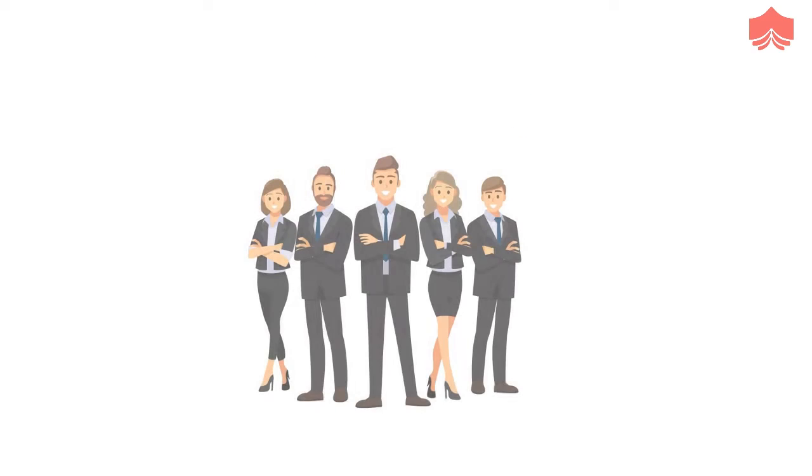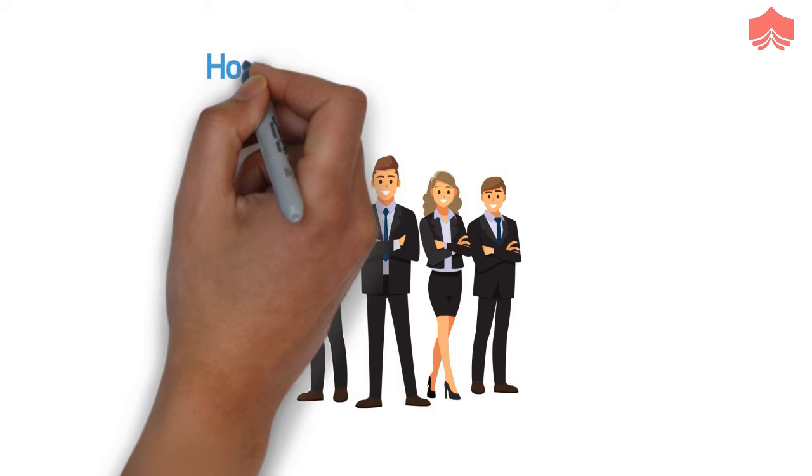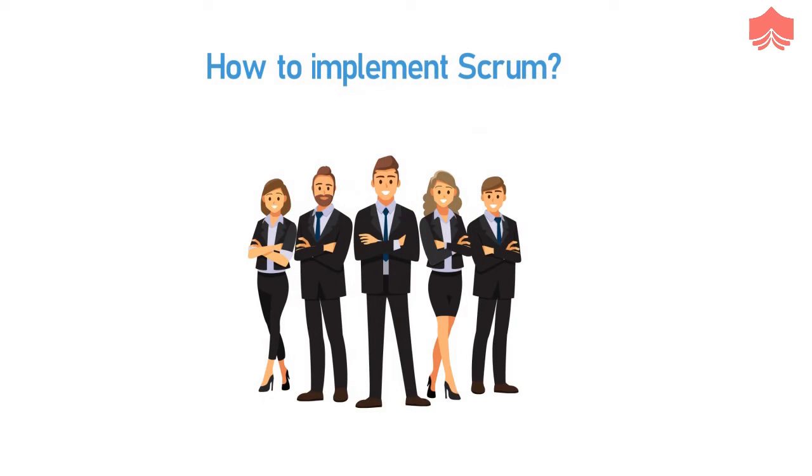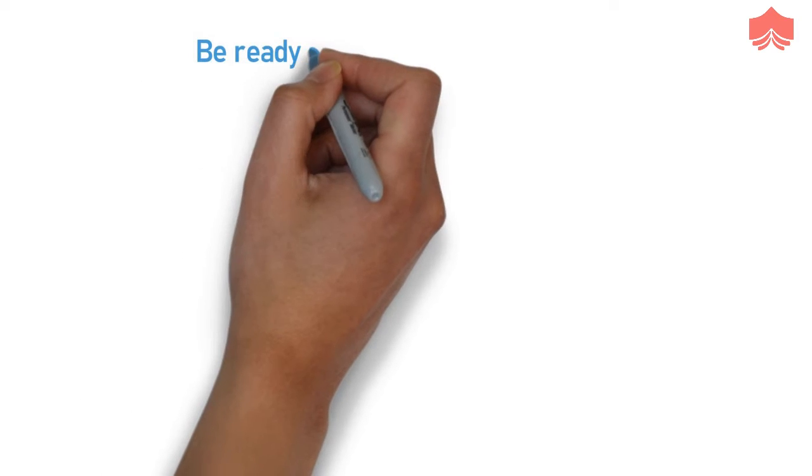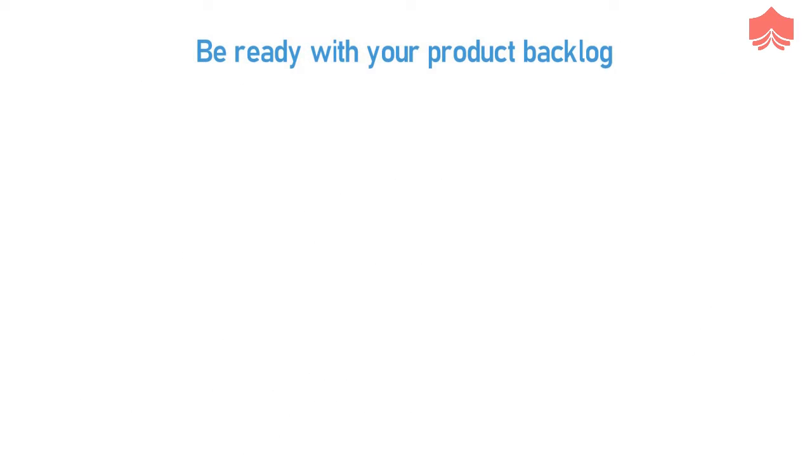In this video, we will see all the necessary steps needed to implement Scrum successfully in your team. So let us begin. Step 1. Be ready with your product backlog. This is a very essential step in Scrum implementation.